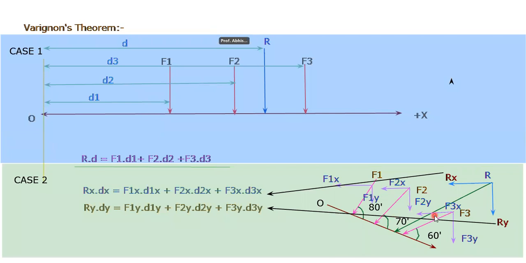So F2 cos of theta, where theta is 70 degrees here, will be your F2x, right? What will be the F2y component? F2 sin of theta, where theta is 70 degrees here, will be the F2y. Now in case of F3, what will be the F3x? F3x will be equal to F3 into cos of theta. What is the theta? It is 60 degrees, right?